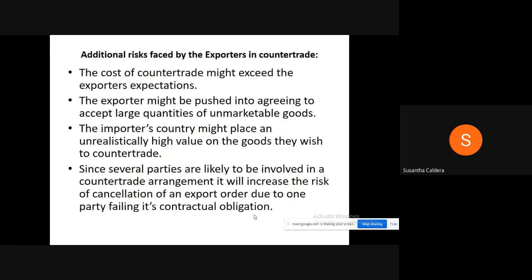Additional risk faced by the exporters in counter trade. The cost of counter trade might exceed the exporters' expectations.